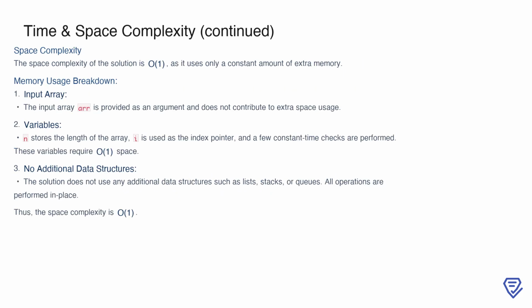The space complexity of the solution is O(1), because it uses only a constant amount of additional memory. Let's break this down. First, the input array ARR is provided as an argument, and since we're not making a copy or modifying it, this doesn't contribute to extra space usage. Then, we use a few variables like n to store the length of the array and i as an index pointer. These variables require only constant space, O(1). Additionally, the solution avoids using any auxiliary data structures, such as lists, stacks, or queues. Since all operations are performed in place and no extra memory is needed, the overall space complexity remains O(1).